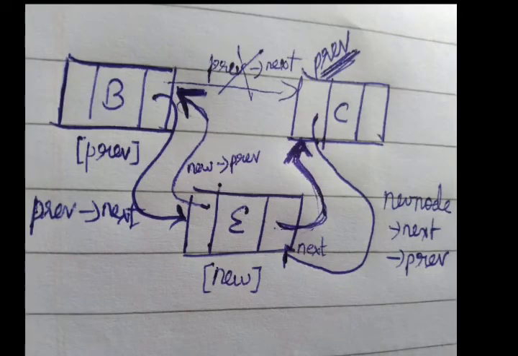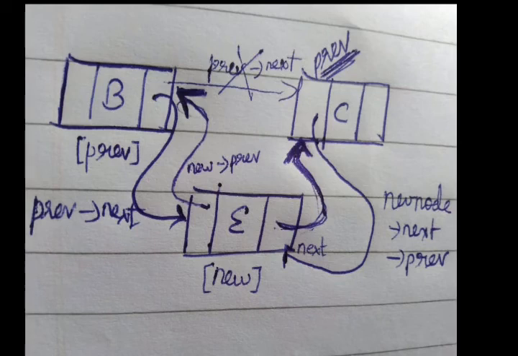Then go to the code and check if new node's next is null or not. If not null, link the nodes E and C. Now, E's next is pointing to C. You have to connect C's previous to the new node.